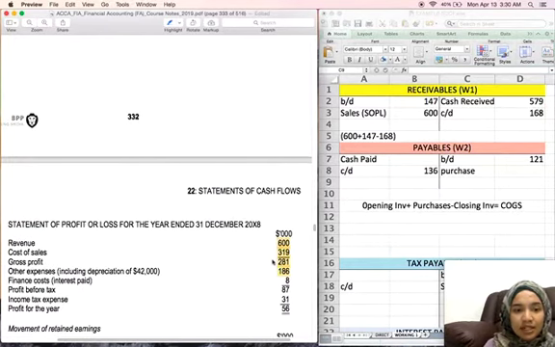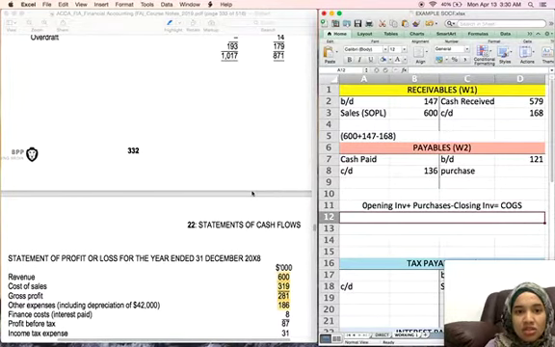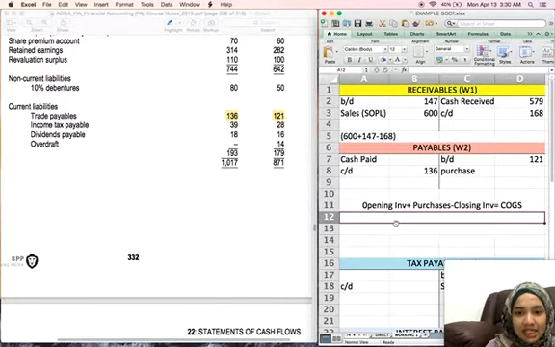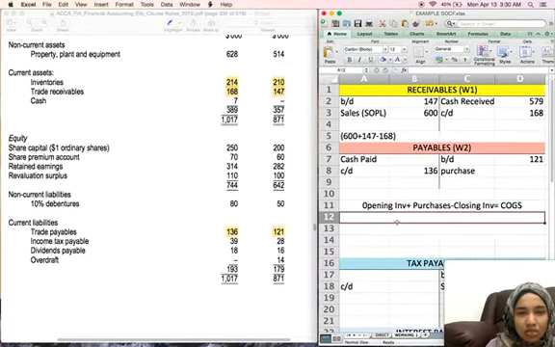No. They only gave you the cost of sale. But can you find the purchase? Yes, of course, by using this formula: opening inventory plus purchases minus closing inventory is equal to COGS. So, your opening inventory, how much is it? Look here, 210.